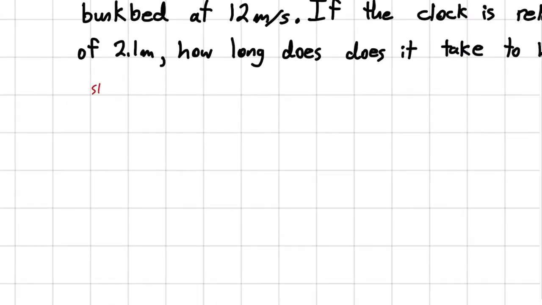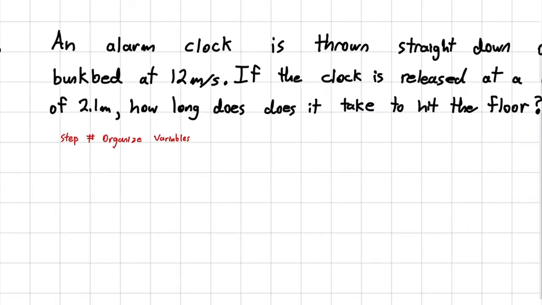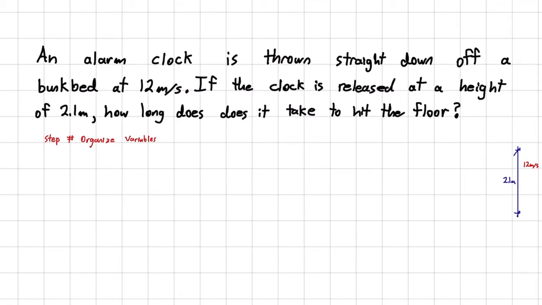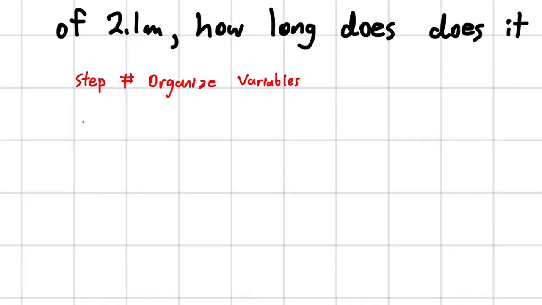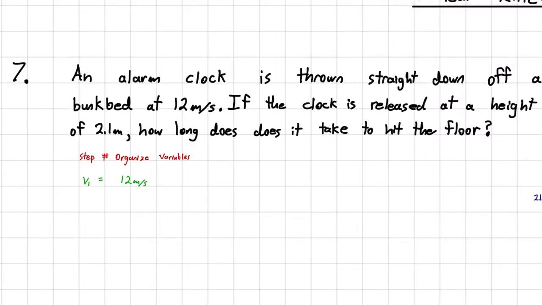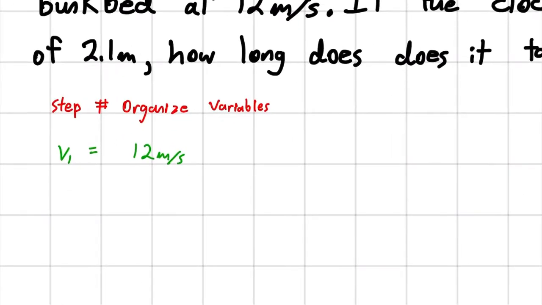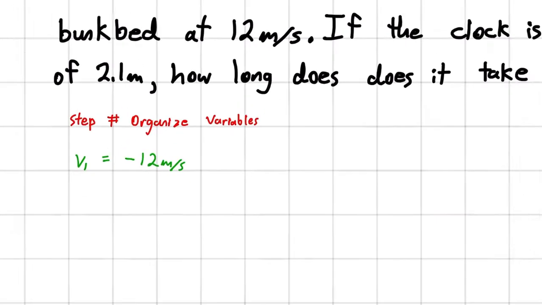So step one is same as any other question, to organize our variables. So let's look at the question and see what values were given. So the alarm clock is thrown straight down at 12 meters per second. So we are given an initial velocity, and it is 12 meters per second, but we have a direction, and that is down. So towards the ground, it's going to be negative 12 meters per second.